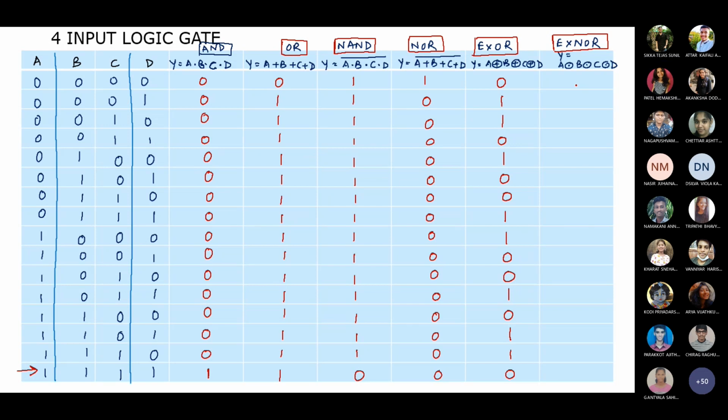XNOR उसका अपोजिट आएगा: 1 0 0 1 0 1 1 0 0 1 1 0 1 0 0 1. Clear to everyone? How do we get it? We didn't memorize this by heart. The only thing we need to remember is the definition. That should be clear. Is this clear to everyone? Yes, ma'am.